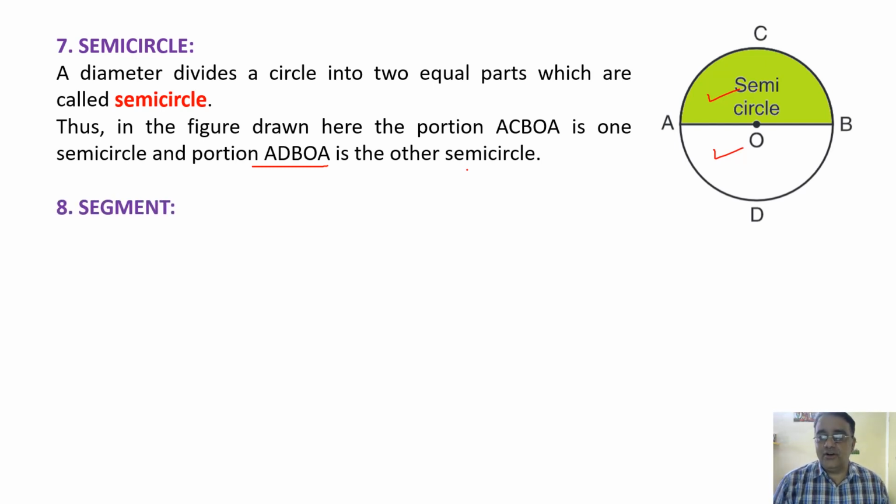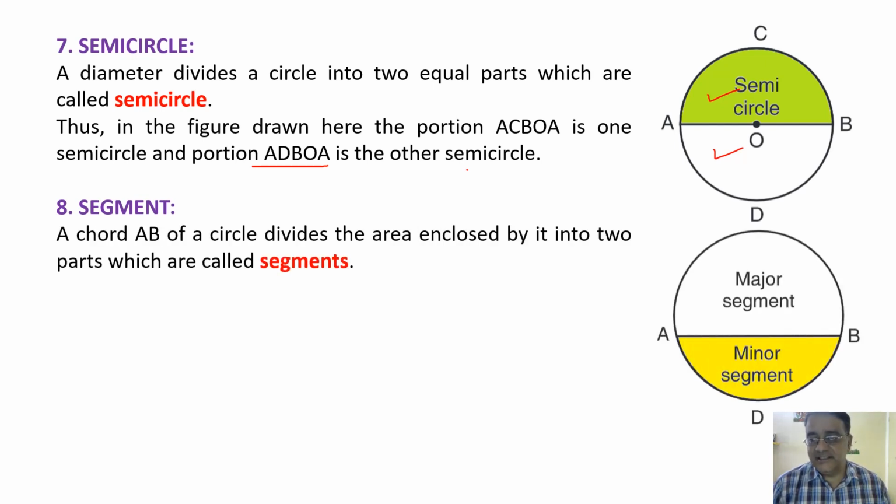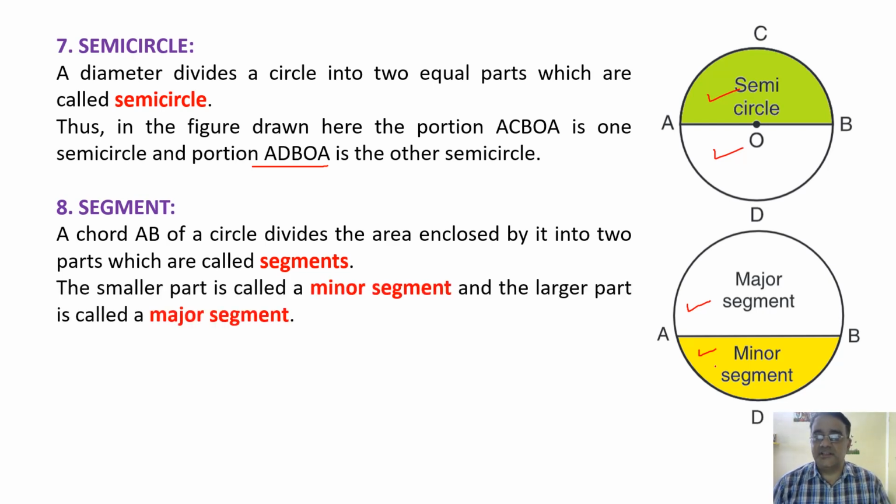When we draw a chord, it also divides the circle into two parts, not equal but two parts. That part is called segments. See this figure. This is the larger part and this is the smaller part. The white colored is the larger part and the yellow colored is the smaller part. So the smaller part we call minor segment and the larger part we call major segment. The smaller part is called a minor segment and the larger part is called major segment.